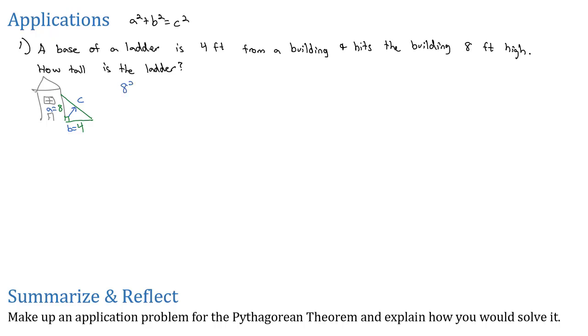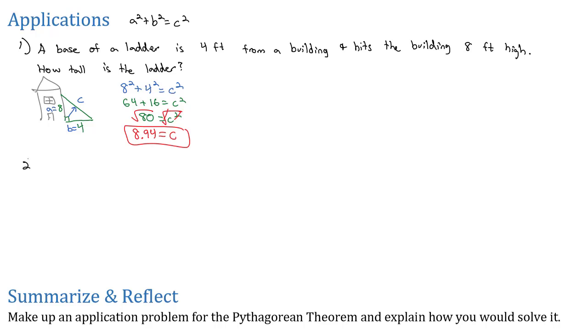So a squared is 8 plus b squared 4 equals c squared. 8 squared is 64. 4 squared is 16. 64 plus 16 is 80. And so to get rid of that squared, we take the square root of both sides. So c, the distance of our ladder, is the square root of 80, which my calculator says is 8.94 feet long.